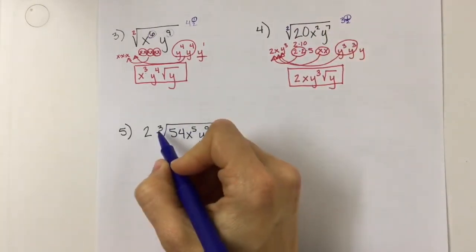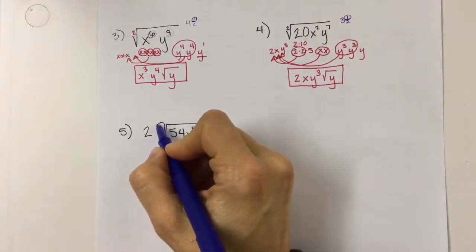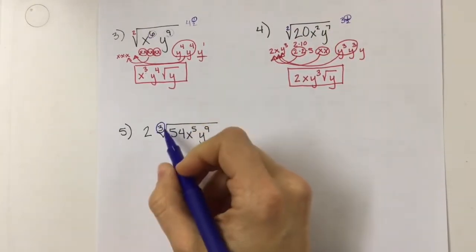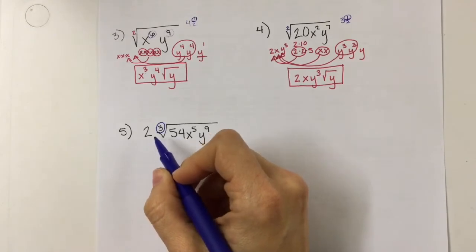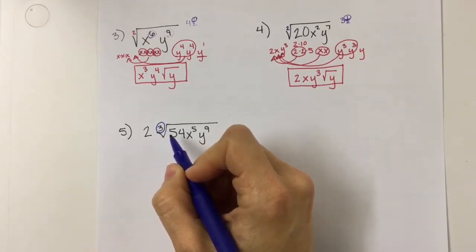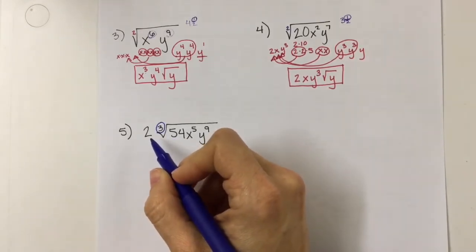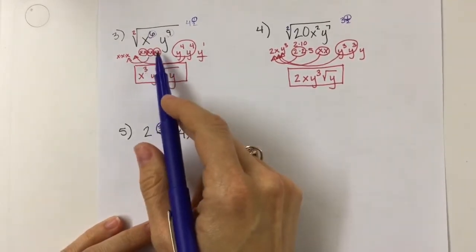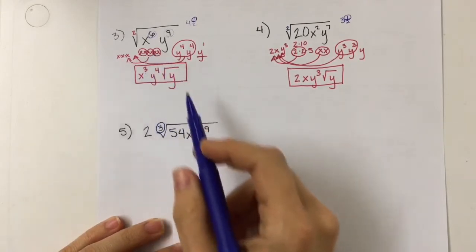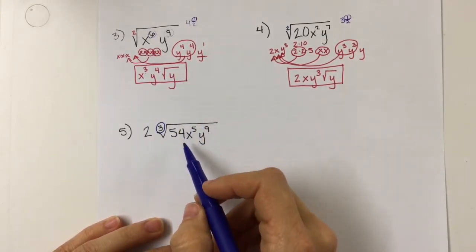Now we are working with a cube root, where our index is instead 3. That's telling us we're looking for a 3 of a kind, or 3 of the same number, to be able to come out. So a number times itself 3 times is what will come out of our cube root. We're going to go through the same process, but instead of looking for the 2's, instead of looking for our pairs, we're looking for 3's. We're looking for 3 of a kind to come out.